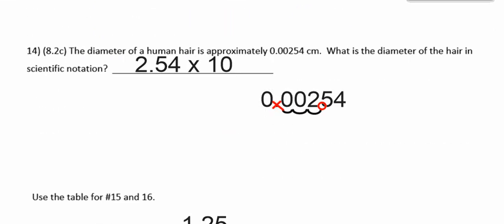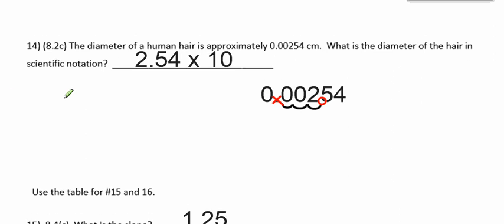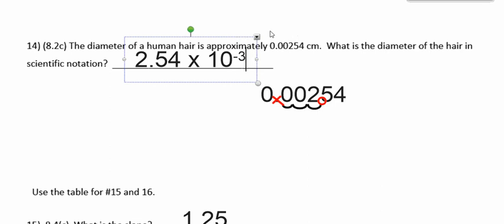All right, I gave everybody credit on this problem. Remember, e on your calculator means exponent. So, if you notice, I wrote it bigger and I moved it back 3 places. So it would be 2.54 times 10 to the negative third, because it's a small number. I'm moving it back. Big numbers have a positive exponent, small numbers have a negative exponent.